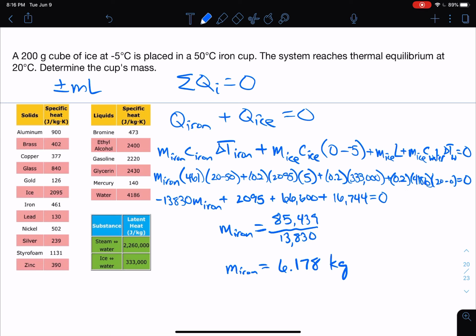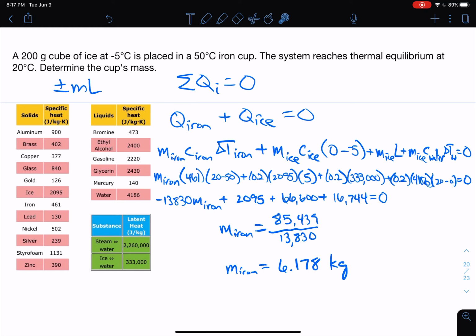That's all there is to this. The crucial point with these problems is back here in the beginning. This is our general approach, unless there's kinetic and potential energies involved. But if there's only heat exchange, this is our general approach. We identify how many objects we have. I had 2, the cup and the ice. And then I have to evaluate each individual Q.